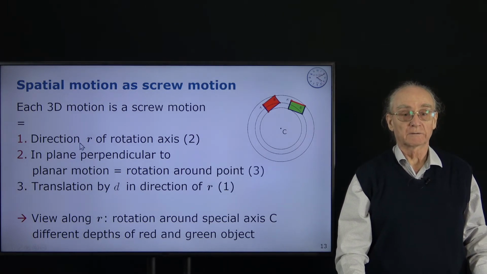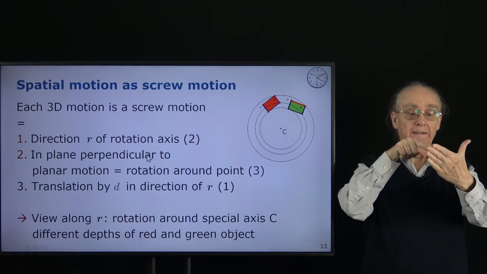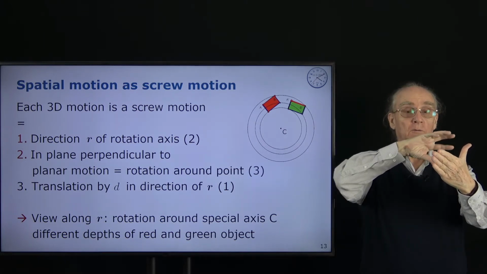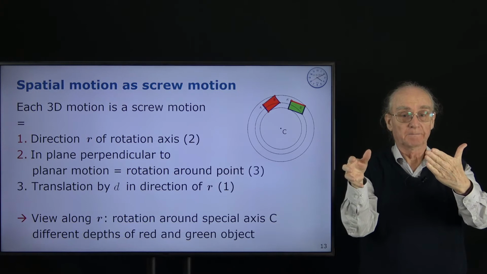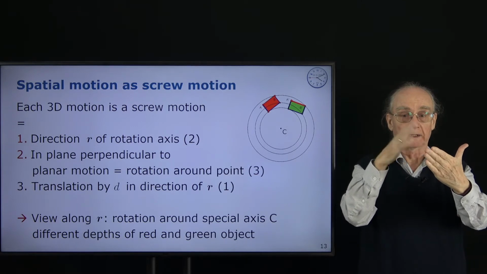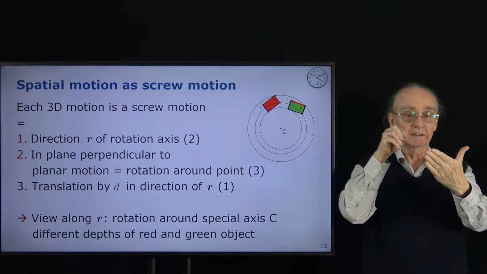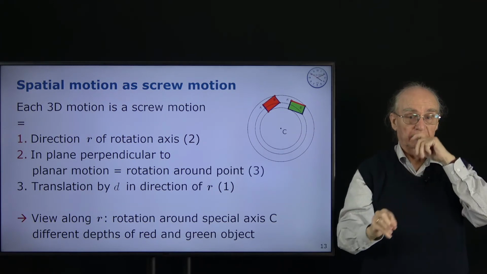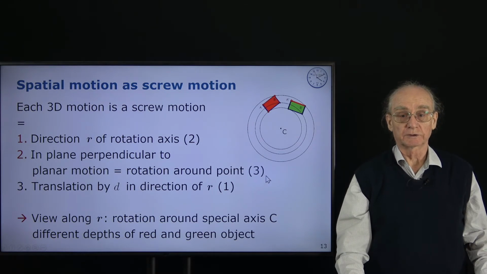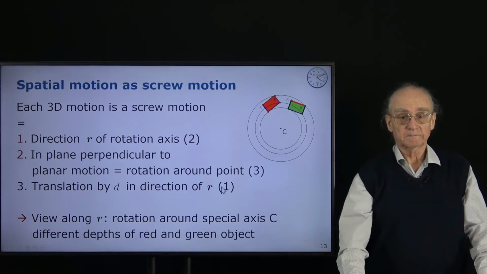So we take the direction r of the rotation axis. The direction has two parameters in 3D. Then we can define a plane perpendicular to this axis of rotation and perform a planar motion in that plane. That's a rotation around some arbitrary point. This has three parameters, the point and the angle of rotation. And then we can translate the object in the direction of the rotation axis. So we have two parameters for the direction, three for the rotation around an arbitrary point, and one for the translation along this direction.